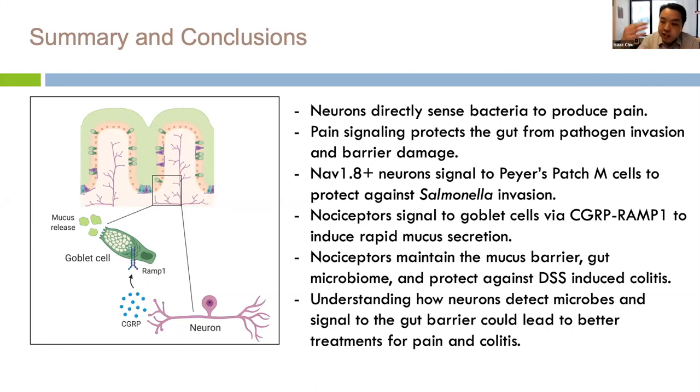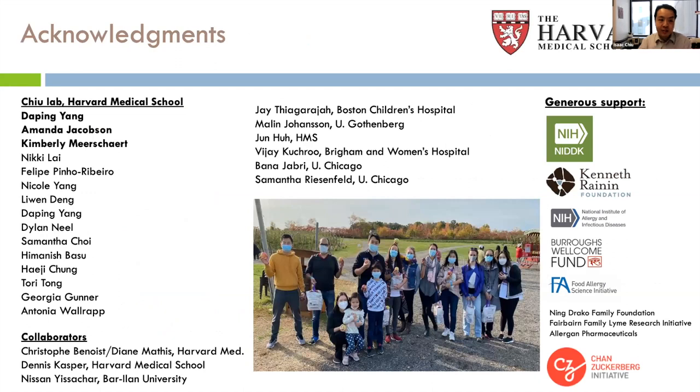So what I've shown you is kind of a gut-brain axis where pain signals to the gut, and I think also microbes signal to these neurons. So understanding how these interactions occur could lead to better treatments for pain and colitis.